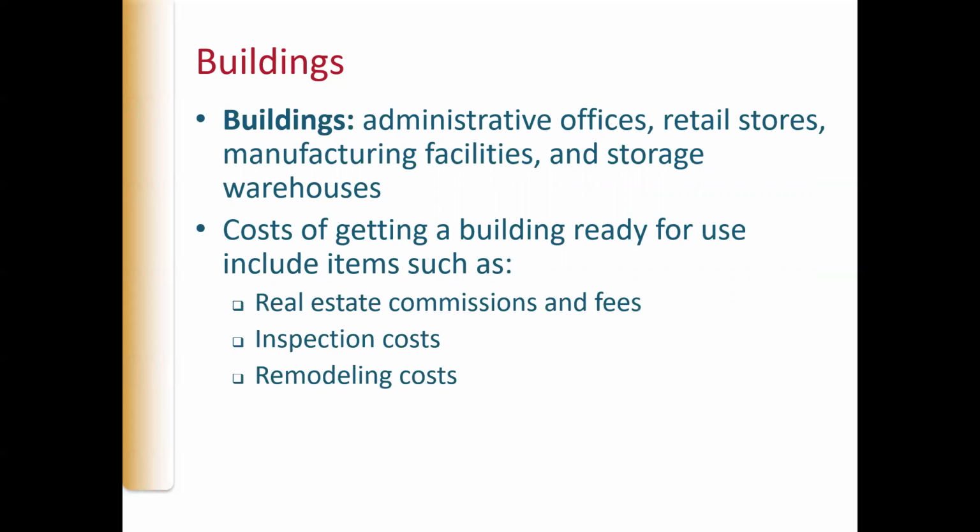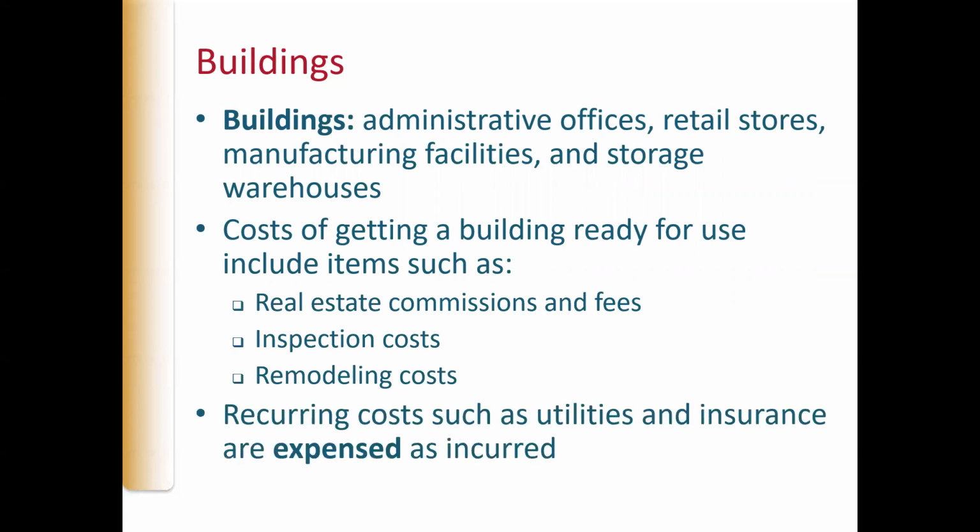Now, to get a building ready for use, there might be real estate commissions, inspection and remodeling costs. All those items to get the building ready for use would be capitalized. But those recurring costs that happen year after year would be expensed on the income statement. Utilities, insurance, property taxes, those are common annual costs.